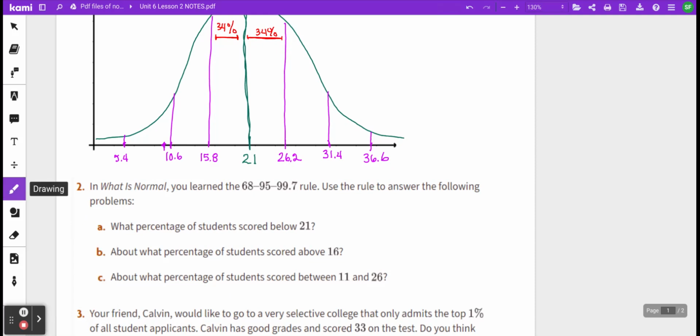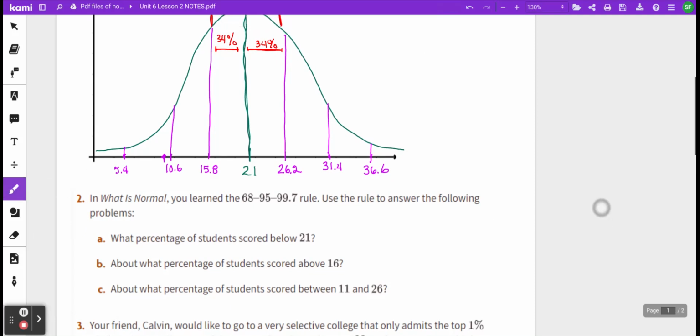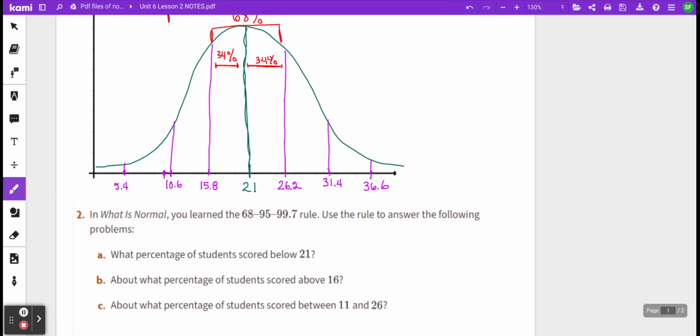Says, okay, what percentage of the students scored below 21? So if 21 is in our middle, how many of us scored below it? That should be an easy 50%.